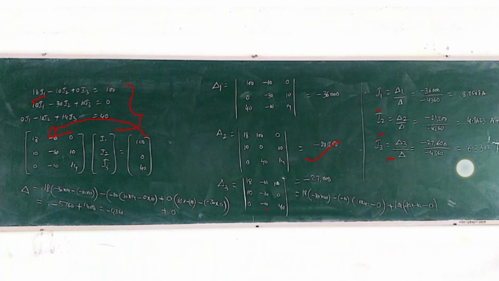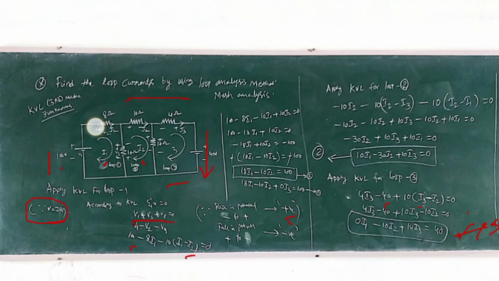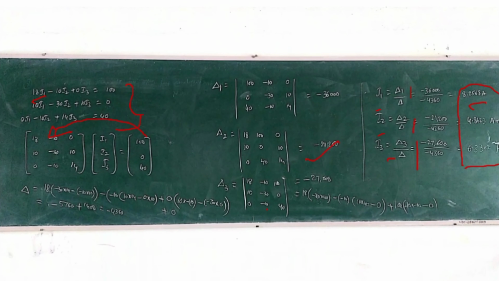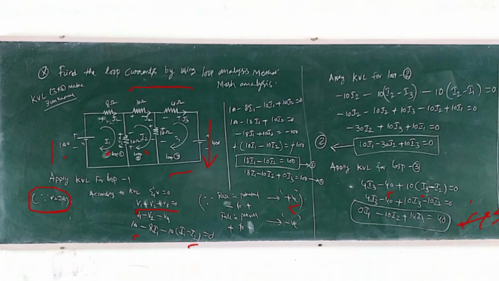These are the currents in various loops, and from them we can calculate currents in various branches. Now I1 is 8.25 amps. I1 is calculated from delta 1 by delta, I2 from delta 2 by delta, and I3 from delta 3 by delta. Finally we got the answer: I1 is 8.25 amperes. If you substitute I1, you can calculate the current through any branch. Similarly, the current through the 10 ohm resistance is I1 minus I2. Like that we can calculate many branches.